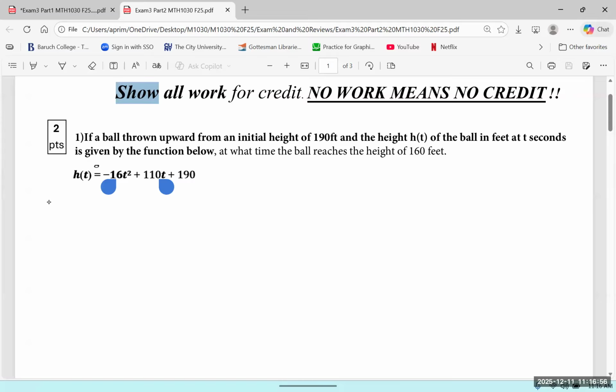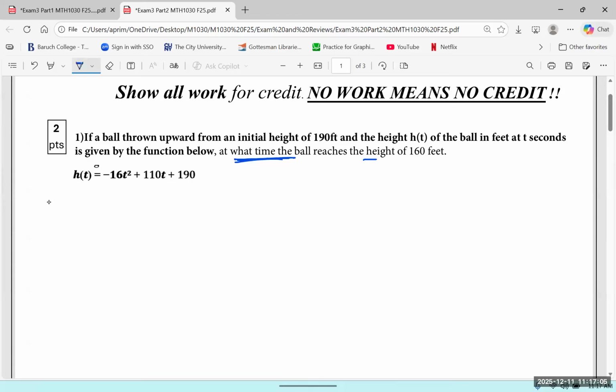This time they are saying we had the same scenario, and you want to know at what time you'll have a height of 160. Height of 160. So what information is given here? It equals 160 because this is the height. So height is 160, means this height is 160. So 160 is negative 16t squared plus 100t plus 190. Most of you actually got this part correct. That's why I gave you 1 point if you had this part correct.